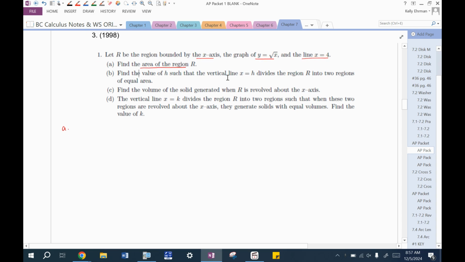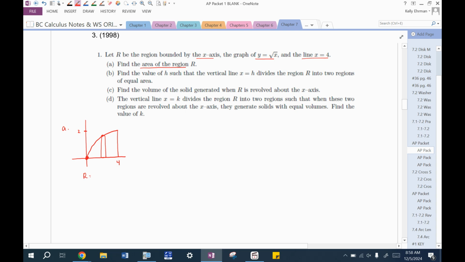So first, let's graph the region that we're looking at so we can see what's top minus bottom. So square root of x starts at (0, 0) and curves this way. We've got the vertical line x equals 4. And I'm just going to make a note to myself that when x equals 4, y is equal to 2. So we're looking at this region here, bounded by the x-axis as well. So to find the area, top minus bottom is just square root of x minus 0.